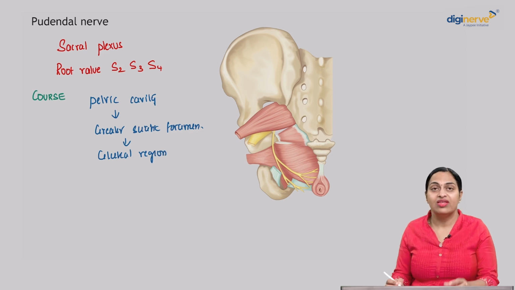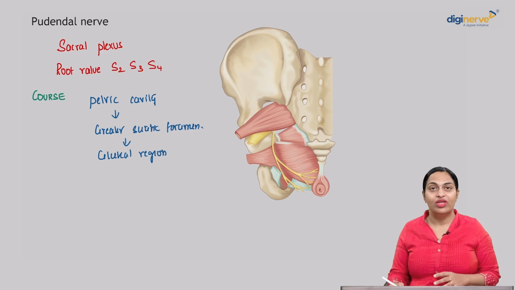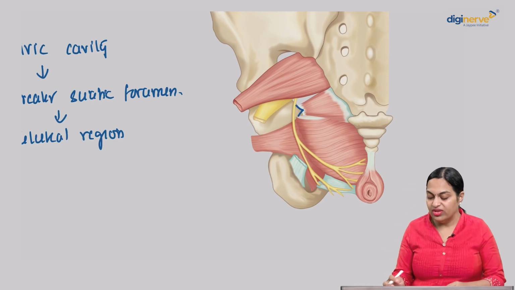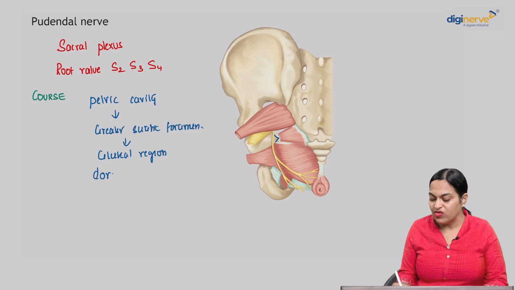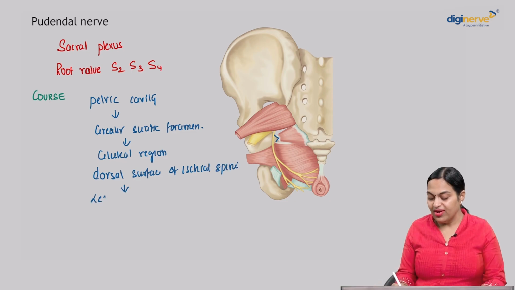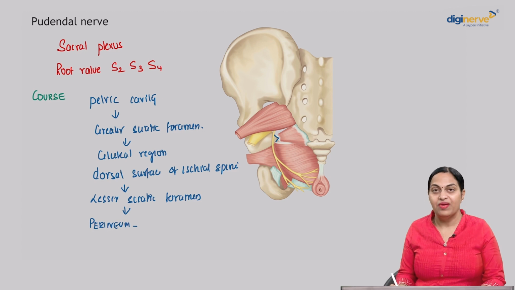We see the pudendal nerve first over the gluteal region here, okay? And this is the ischial spine. We see it over the dorsal surface of the ischial spine in the gluteal region. And then from here, it passes through the lesser sciatic foramen to enter the perineum. And what do you get to see in the perineum?